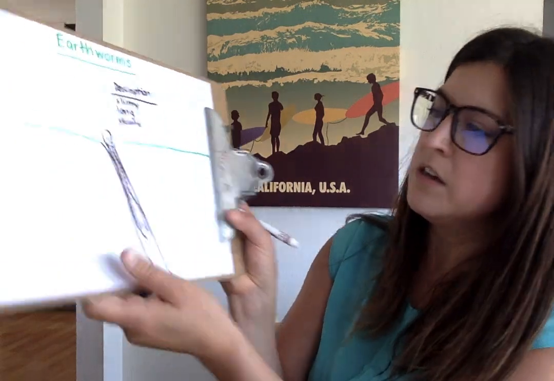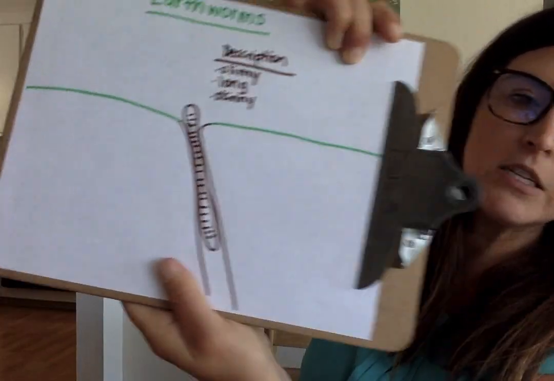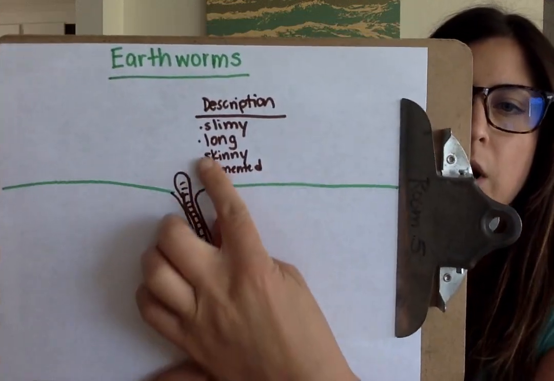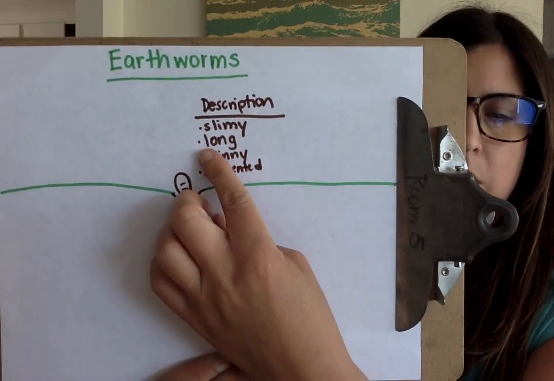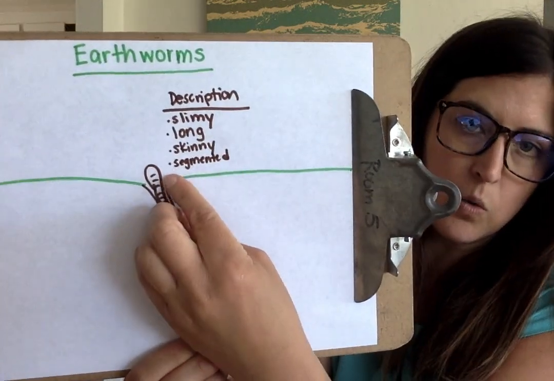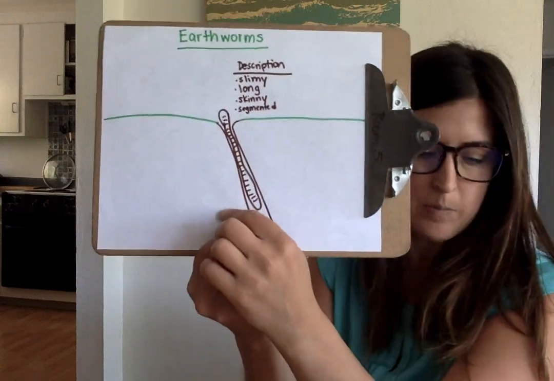Good. What else do we know about worms? See those little lines on the worm's body? That's called segmented. Say worms are segmented. Good. That's a good scientific word for you to use. So some ways that we would describe an earthworm: worms are slimy, worms are long, worms are skinny, worms are segmented. They have those lines on their body.